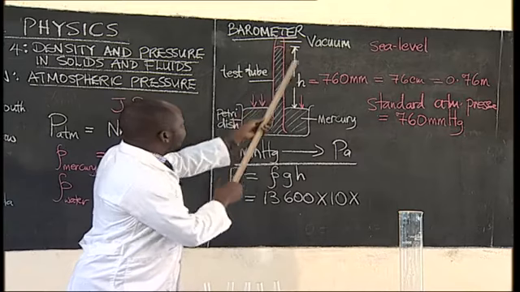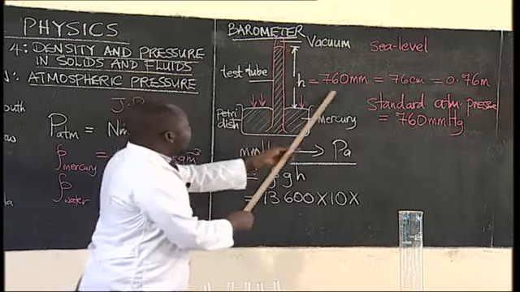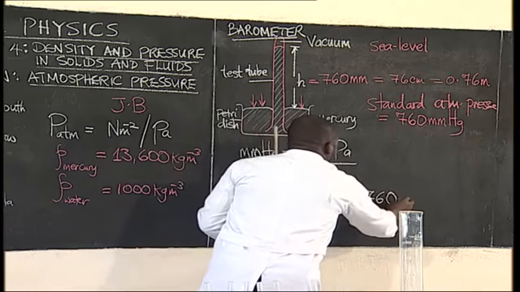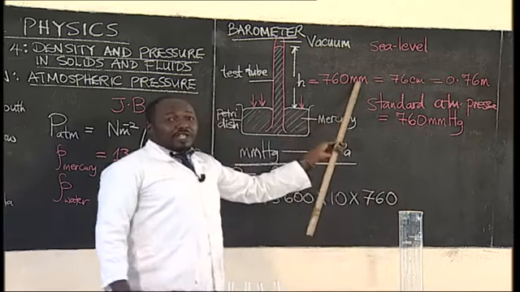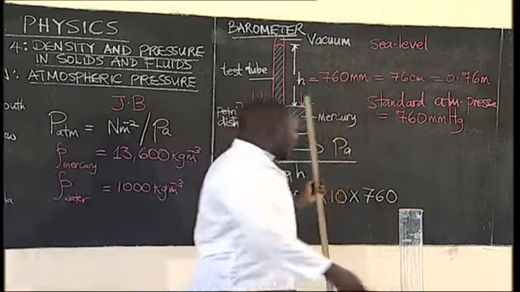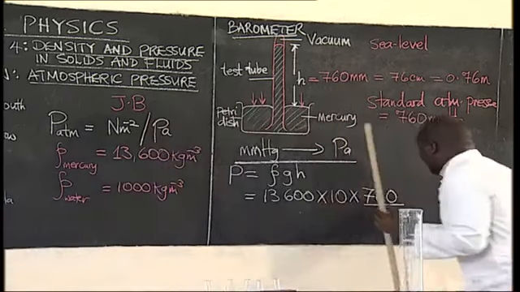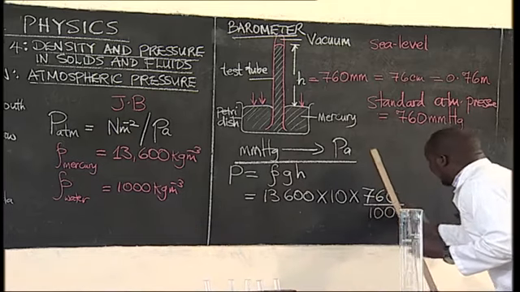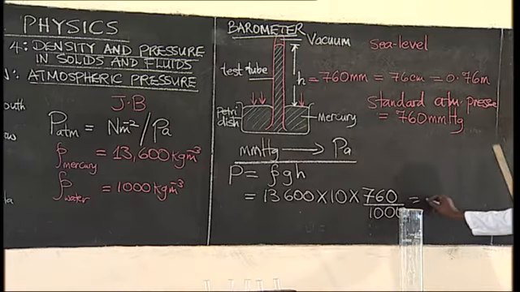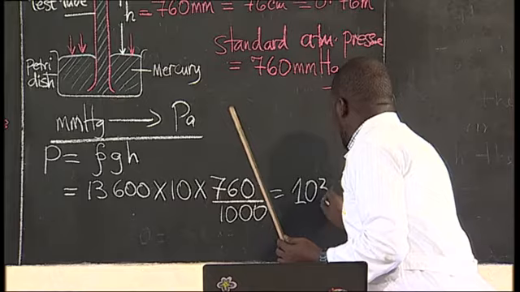Standard atmospheric pressure, look at its value. It is 760. So we have 760 millimeters. But millimeters is not standard. We need to convert it into a standard unit. So we change it into meters. That means we divide this one by what? 1,000. And when you divide this by 1,000 and you compute, we are going to come out with 103.